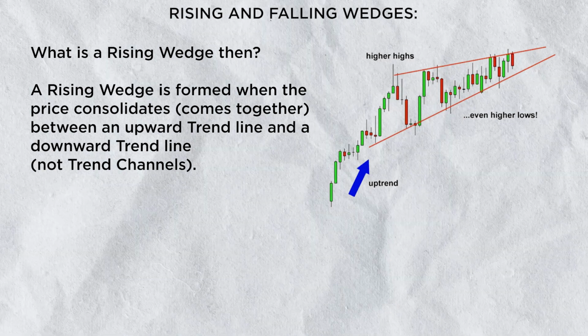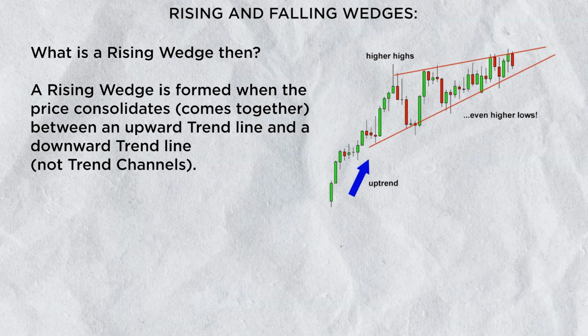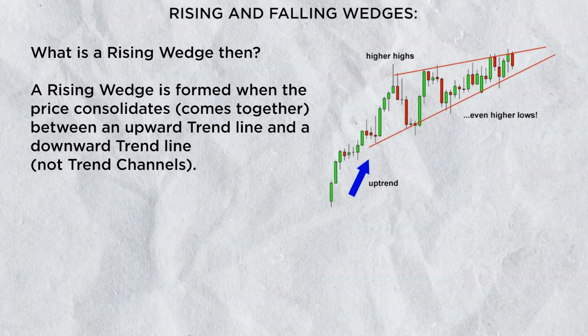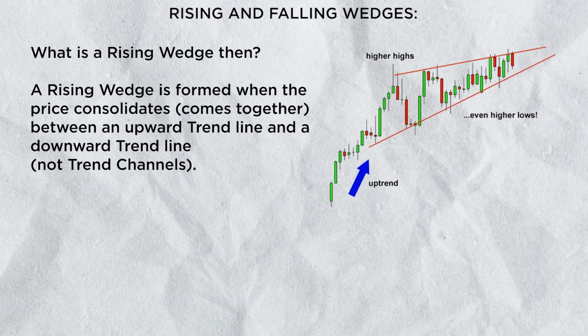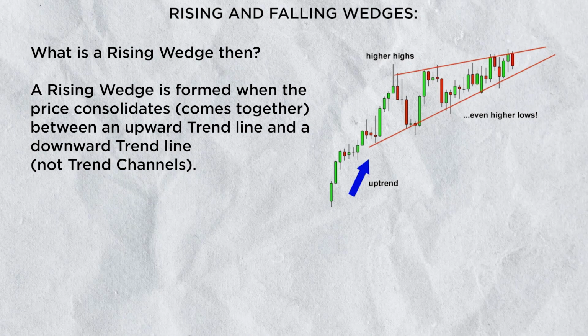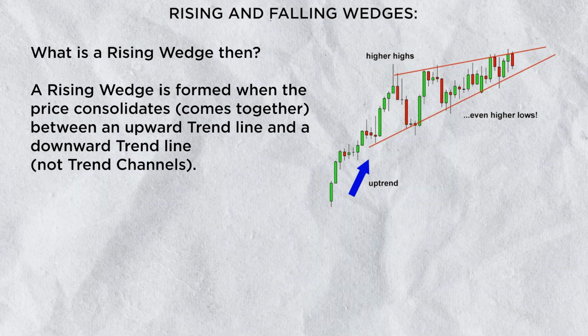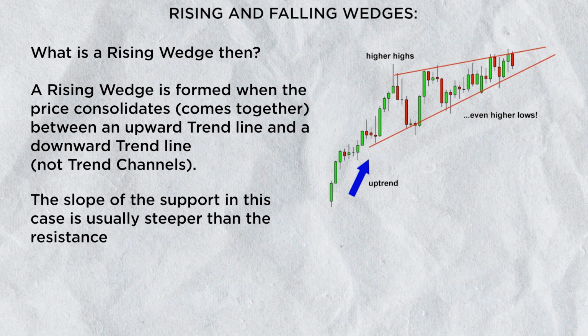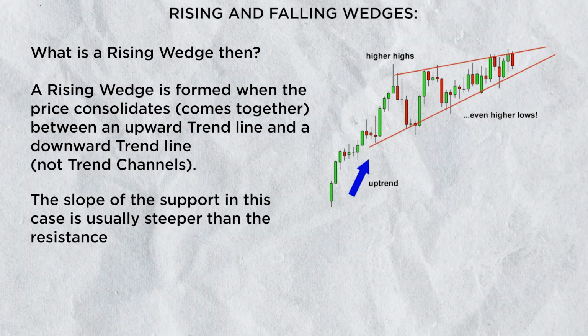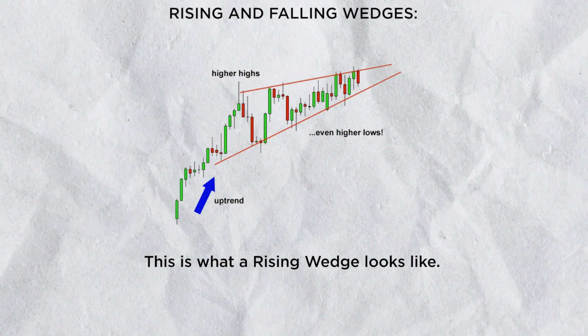What is a rising wedge then? A rising wedge is formed when the price consolidates, comes together, between an upward trend line and a downward trend line, not trend channels. The slope of the support in this case is usually steeper than the resistance. This is what a rising wedge looks like.